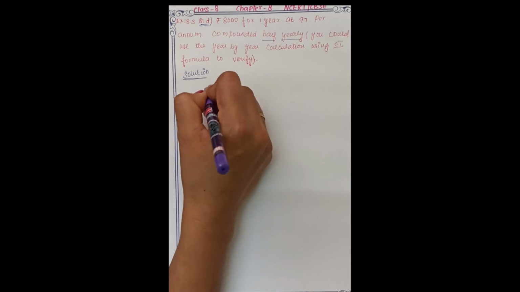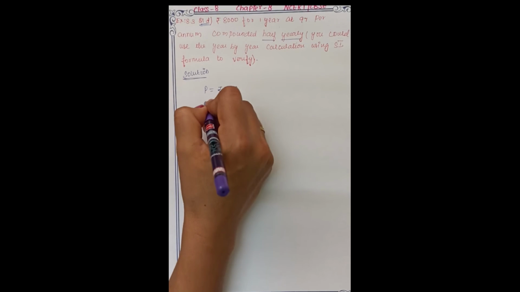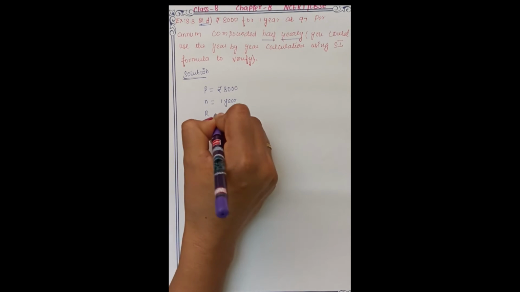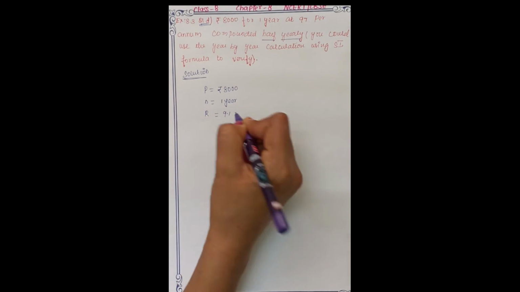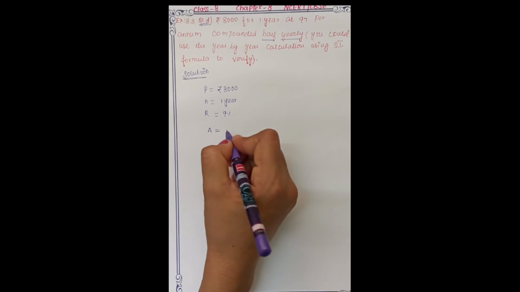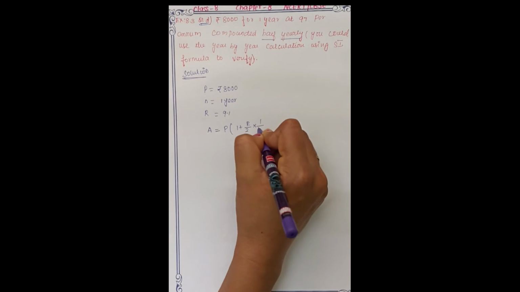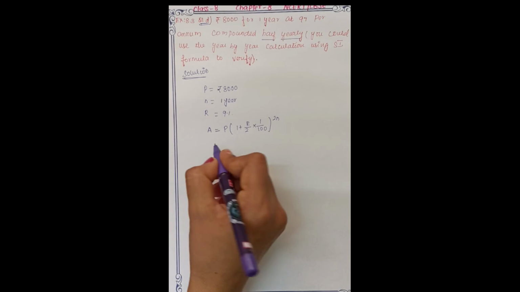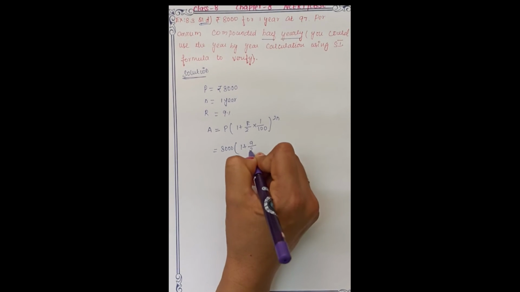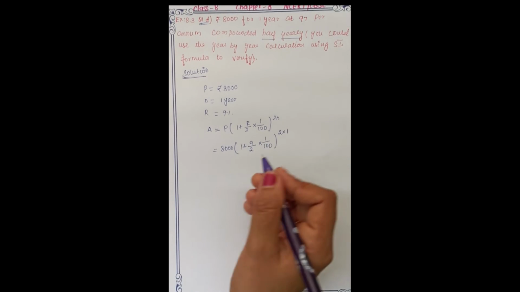So here the principal amount is rupees 8,000, n equal to 1 year, r is 9%. So it is compounded half yearly. So we know the formula to find the compound amount: P into (1 plus r by 2 into 1 by 100) to the power 2n. So principal amount is 8,000, 1 plus 9 by 2 into 1 by 100. So 2 into n is 1.